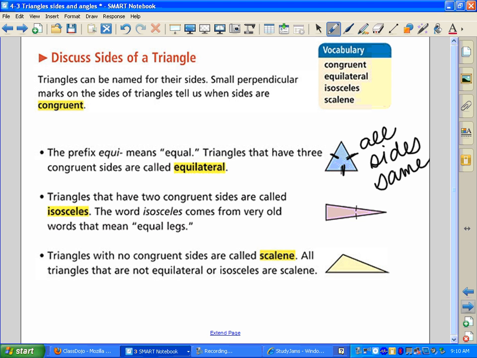Okay, this is on your hardback book, on this page. Triangles that have two congruent sides, so two sides the same length, we call isosceles. I can never spell that word. I always have to look it up every year how to spell it. Isosceles. And then the one with no sides the same is a scalene.